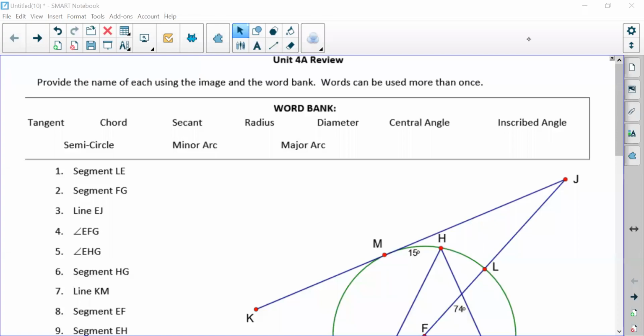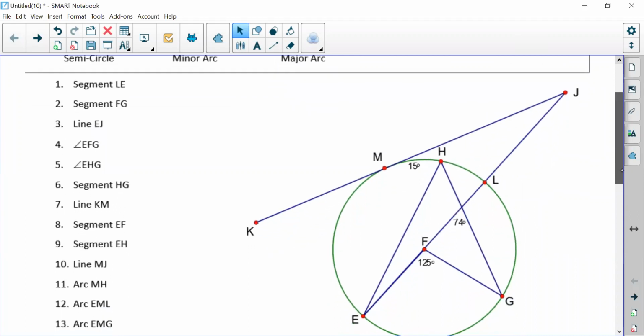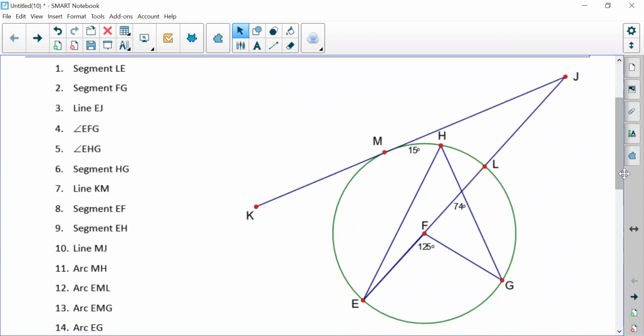All right, so let's take a look at Unit 4A review, okay? For the first page of our review, it says, provide the name of each part of the circle using the image in the word bank. Words can be used more than once. All right, so let's start by looking at number 1, which is segment LE.